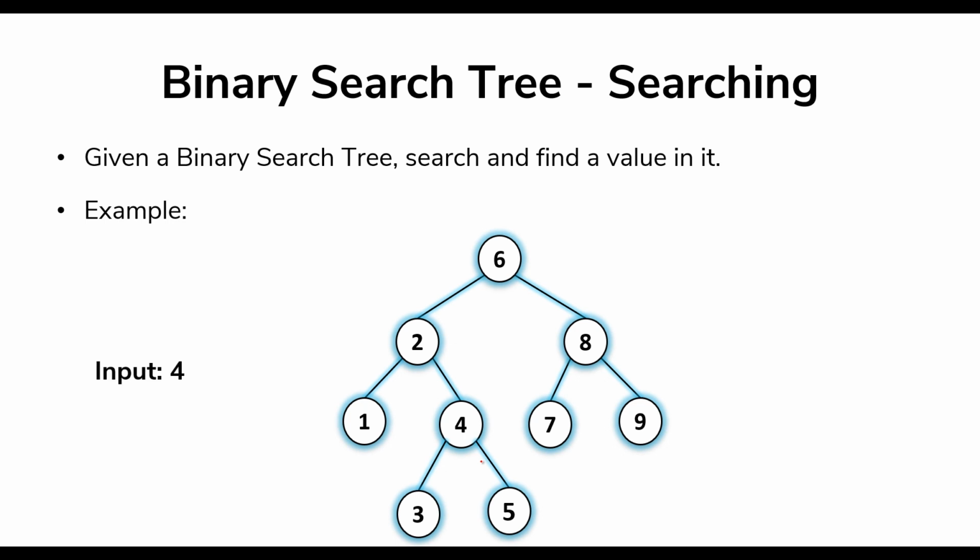For example, I'll take a value called 4. I need to check whether the value 4 is present in the binary search tree or not. First, I'll compare 4 with 6. Check whether 4 and 6 are equal. No, it is not equal. If it is not equal, I'll check my next condition, which is 4 is less than 6 or not. Yes, 4 is less than 6. If 4 is less than 6, I'll go for my left subtree, which is 2.